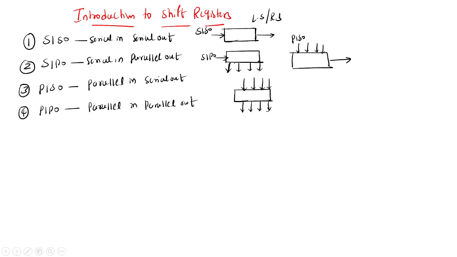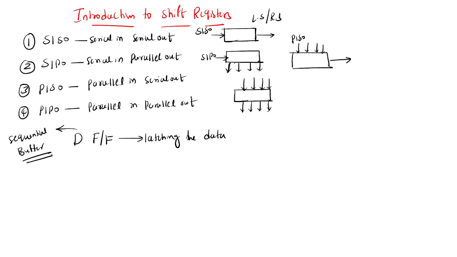So mainly for the shift register you are using D flip flop. We know that for latching the data, we are using D flip flop, and you know that D flip flop is nothing but a sequential buffer. Whatever input comes in, it comes out. So mainly for the shift registers, you are using this sequential buffer. First, we will discuss SISO.